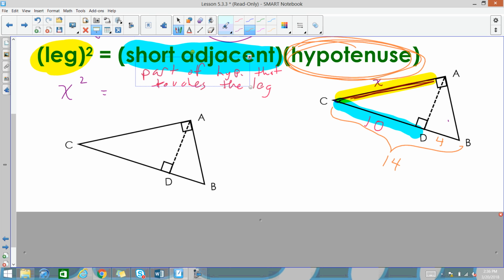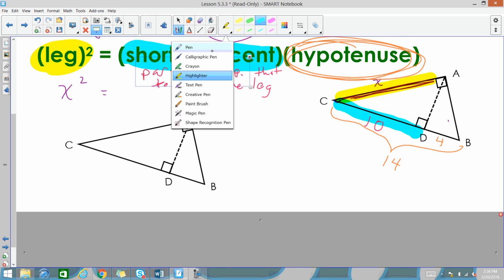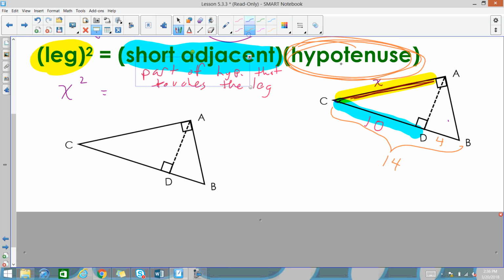So let's go back over this. So the formula is leg squared equals short adjacent times the entire hypotenuse. Oh, and that's what I want to write here. Entire. The whole thing. And it's you adding it together. All right? So the formula is going to be x squared equals 10 times 14. See that? Because 10 is your short adjacent, 14 is your entire thing.